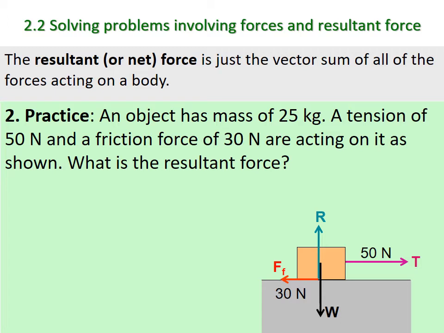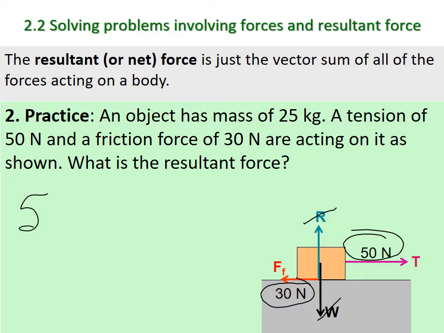An object has a mass of 25 kilograms, a tension of 50 newtons, and a friction force of 30 newtons acting on it as shown. What is the resultant force? The weight and the normal force, this R, they cancel out. So there's no resultant force in the y direction. All that's left is a resultant force in the x direction.